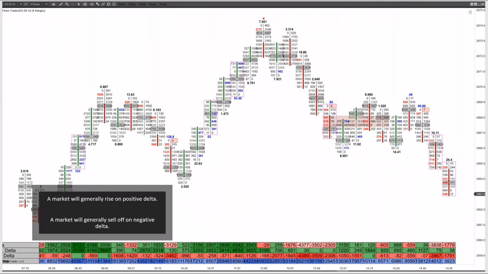oftentimes traders tend to think that, well, a market has to do this, and if it doesn't do that, then the market's wrong. No, don't fall into that thing of saying, well, we got positive Delta, the market has to be rallying. If you have positive Delta and the market's not rallying, then that means something. And I'll be explaining that later on, what that means and why that happens.